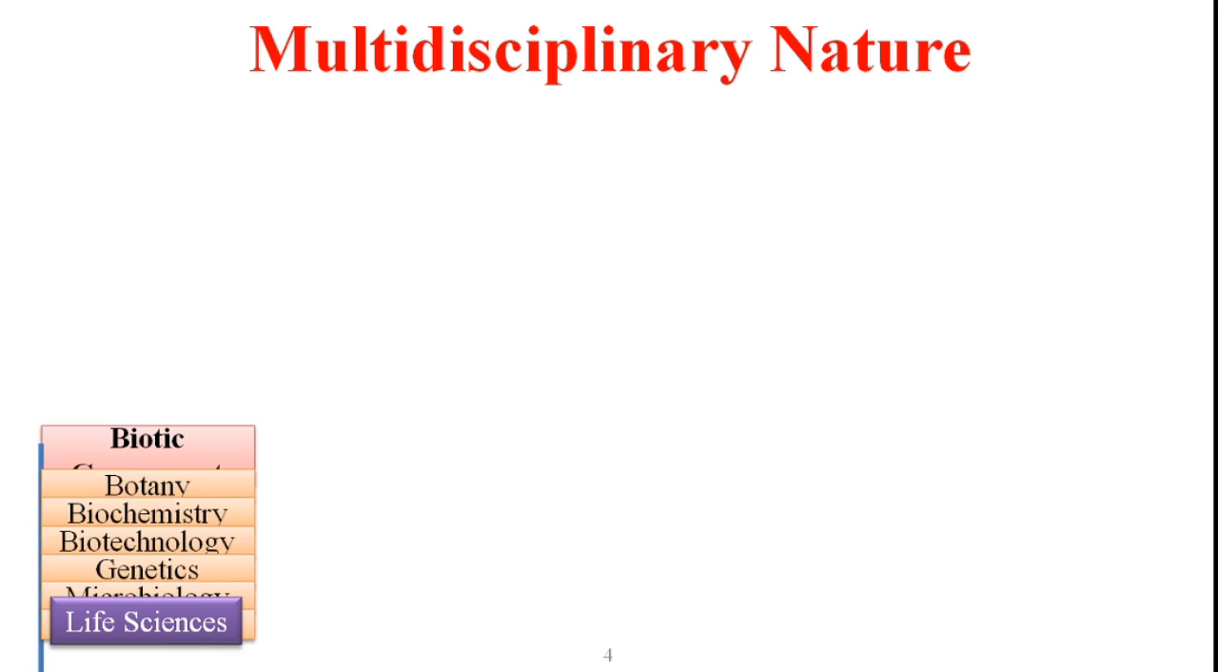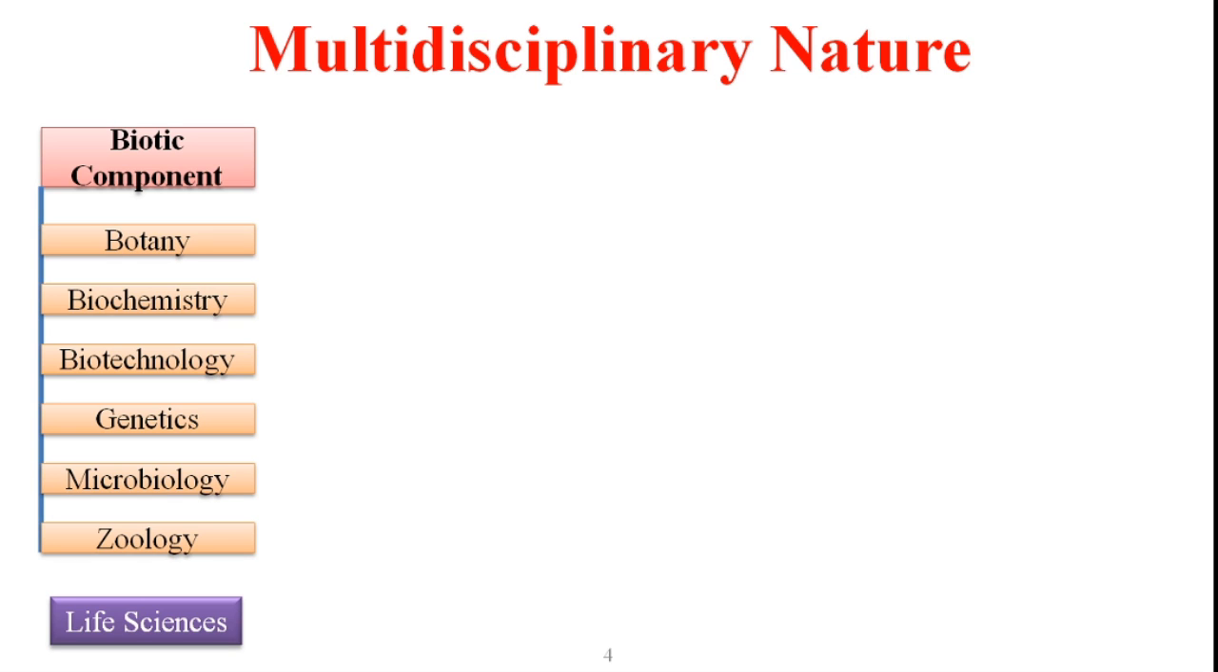Life sciences, including botany, zoology, microbiology, genetics, and biochemistry, help in understanding the biotic components and their interactions. Genetics and biotechnology are emerging as a useful tool for finding solutions to environmental problems.